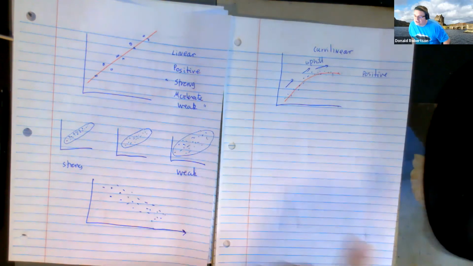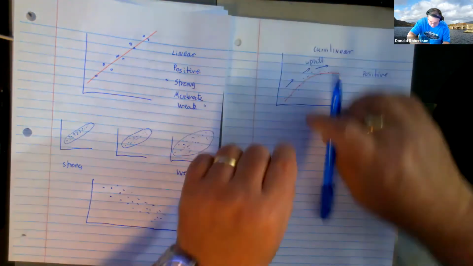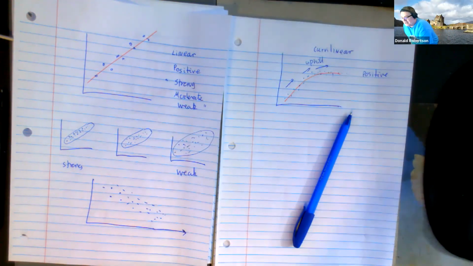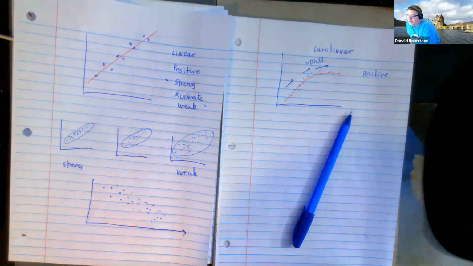So this one would be curvilinear, positive, and then you see the strong, moderate, or weak. You can use those same terms. If all the data points are really close to being that curve, that's strong. If they're very big and fat, well, it'd be a bent sausage, but it'd still be a big fat sausage. That would be weak. And somewhere between the two would be the moderate.